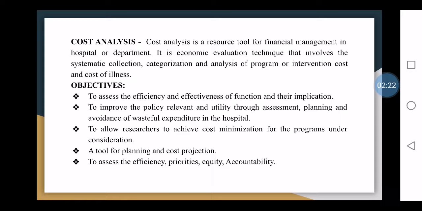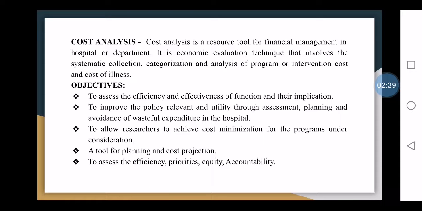So they have to collect all the things where the cost is spent, categorize it and analyze what their program was and how the cost has been spent. That is meant by cost analysis. So why is it needed? What is the objective? Why do we need a cost analysis?